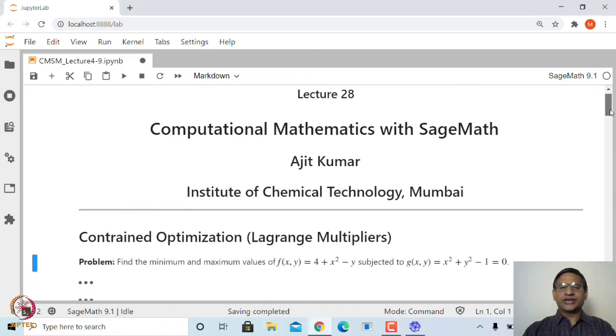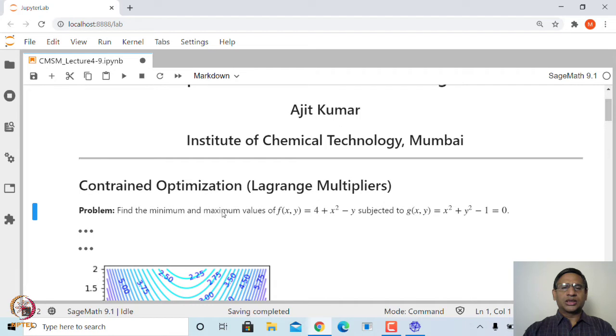Suppose we want to find minimum and maximum values of f(x, y) = 4 + x^2 - y with constraint g(x, y) = x^2 + y^2 - 1 = 0. So, this problem is of finding the minimum or maximum value of this function on the unit circle. g(x, y) = 0 is nothing but the unit circle, right.